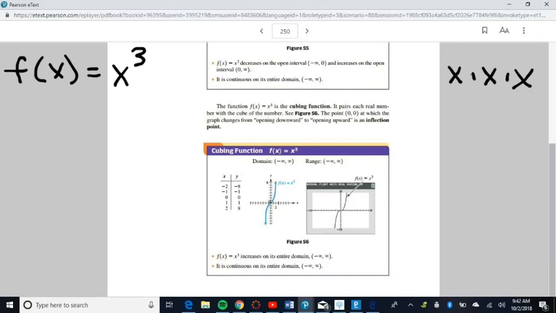Now again, it doesn't have to always be in the same position. Now this one just happens to go through 0, 0. That is not always going to be the case. It can move all around the graph. But what will happen is it always changes direction right there on that x-axis, or up or down, depending on your graph. So it's going to change direction. So the cubing function always looks like this.